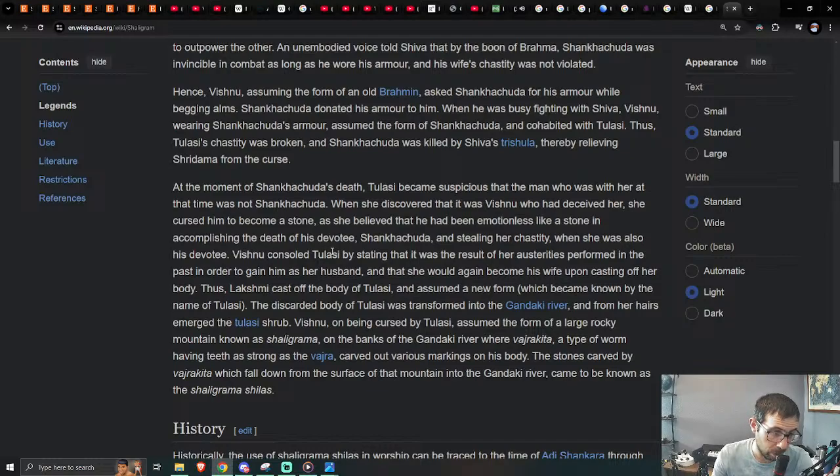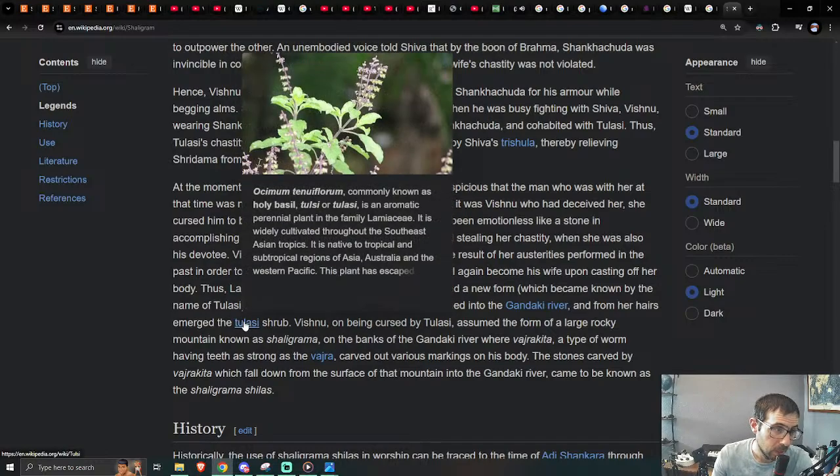Vishnu consoled Tulasi by stating that it was the result of her austerities performed in the past in order to gain him as her husband, and that she would again become his wife upon casting off her body. Thus, Lakshmi cast off the body of Tulasi and assumed a new form, which became known by the name of Tulasi. The discarded body of Tulasi was transformed into the Gandaki River, and from her hair emerged the Tulasi shrub, which looks a lot like the one I just showed yesterday.